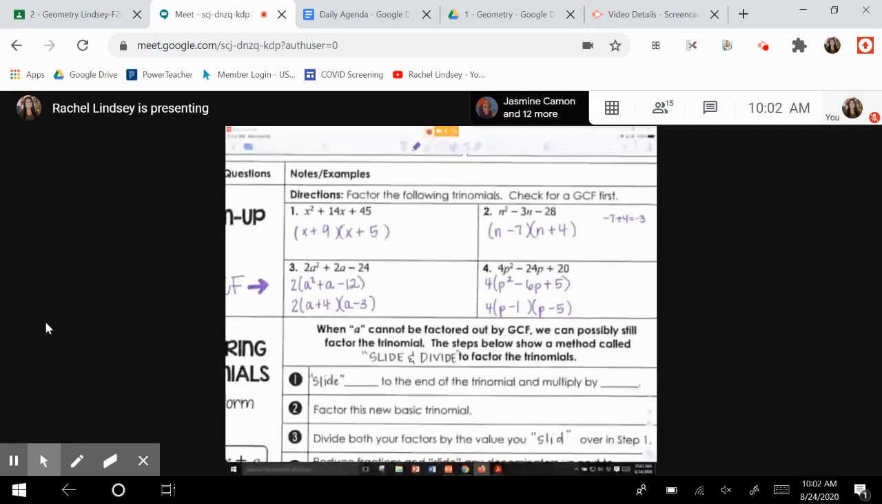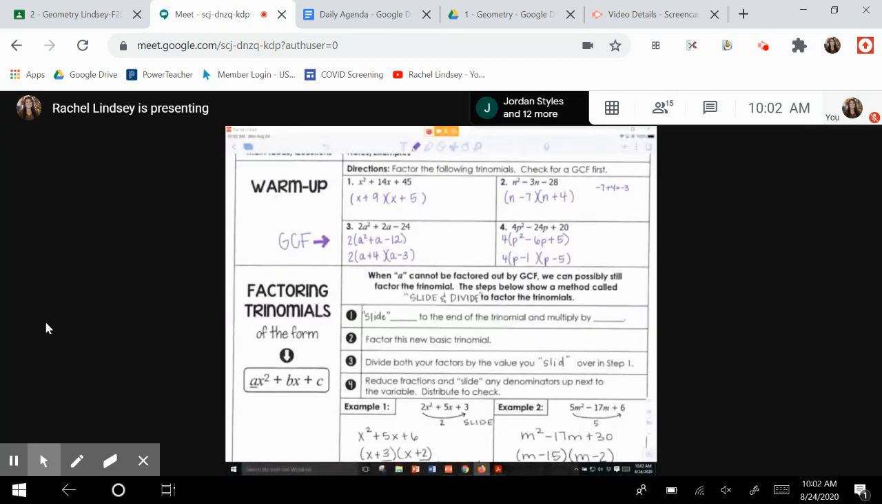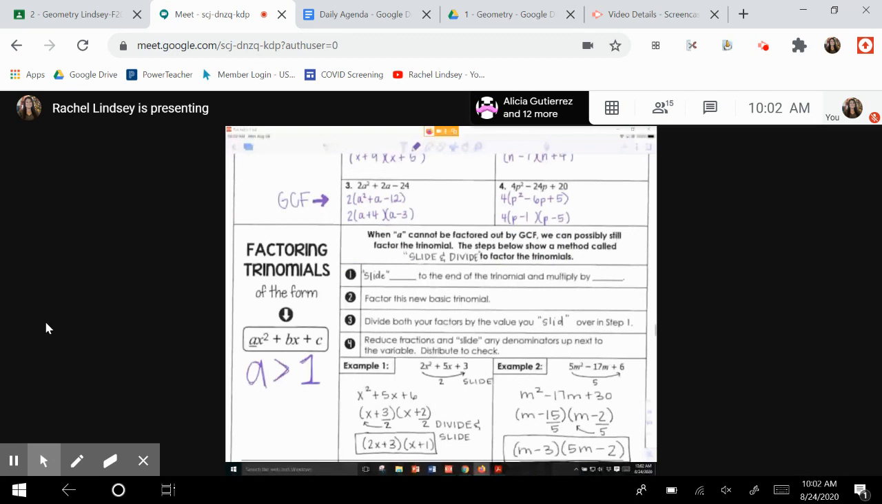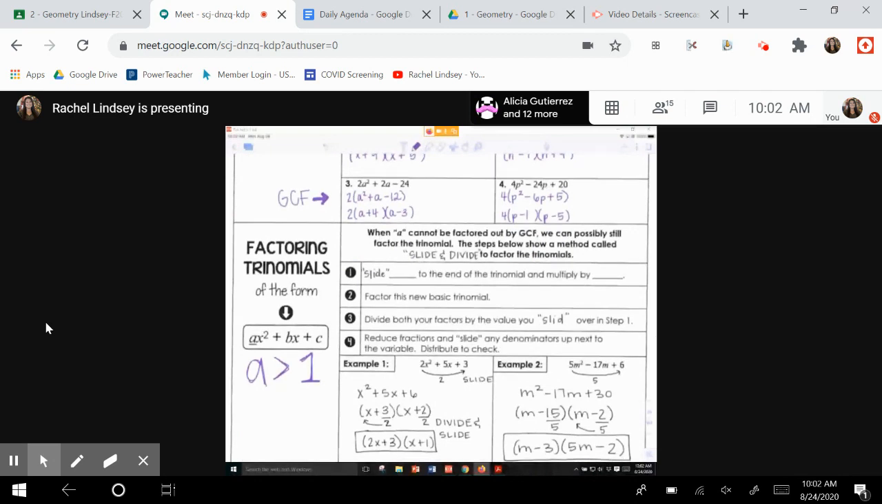Okay. So last week we only looked at trinomials when we could get it down to a equals 1, or the a at the front, the leading coefficient, would be 1. Today we're going to look at trinomials when you can't get a to equal 1. So when a is greater than 1. The method I'm going to show you is called slide and divide. Some teachers call it slip and slide.